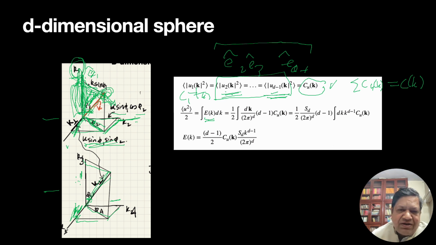And what does it mean? If we make a shell in d-dimensional space, and the radius of the shell is dk, then E of k dk will be the energy contained in that shell. If I integrate over all k's, then I'll get the total kinetic energy of the volume. So this is u squared by 2, and that is equal to the integral of E of k dk.